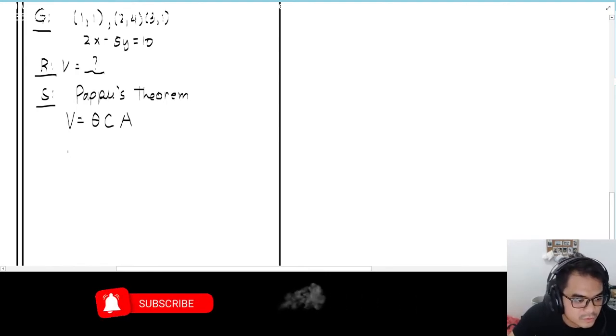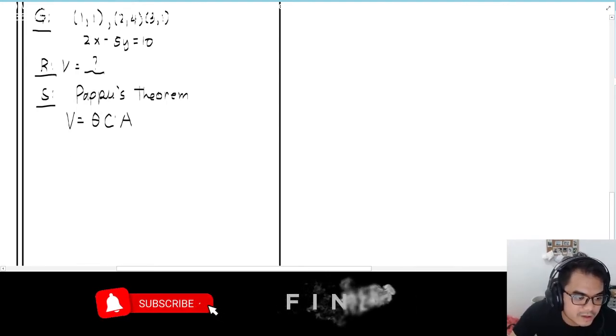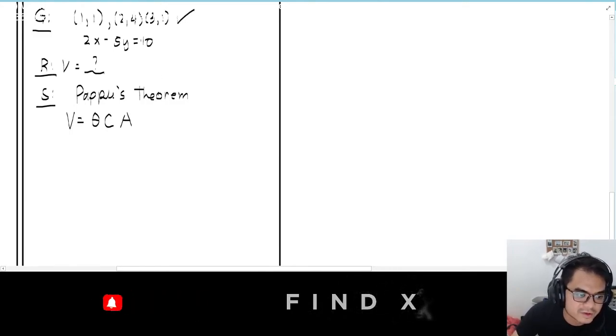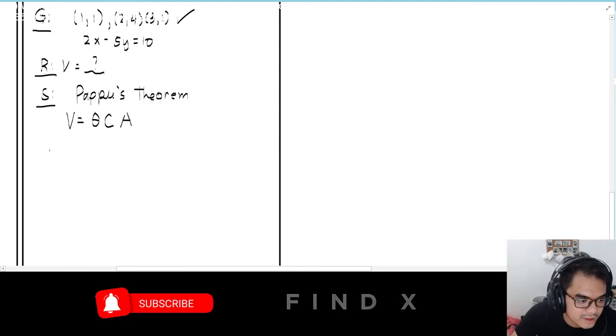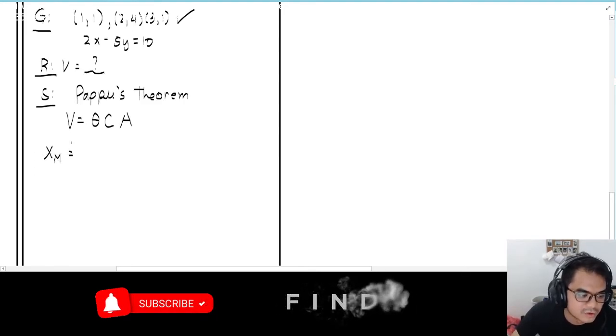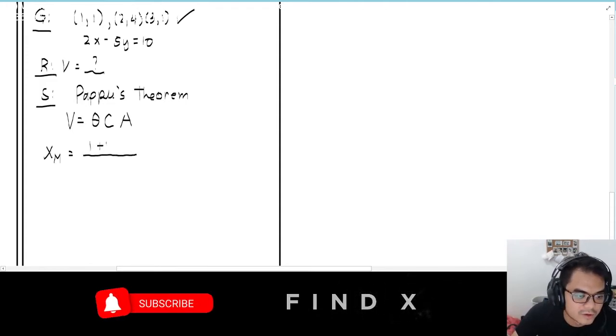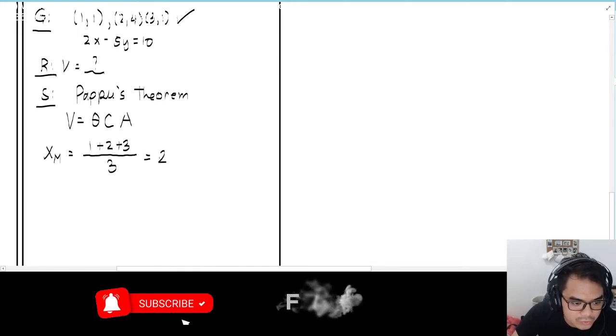Okay, so theta is 2 pi, right? And then c, that will become, you have to get the centroid of this one. That is a triangle, right? So getting the centroid of that, you'll have here x, let's say xm, centroid or median. So this is equal to, get all the x, that's 1 plus 2 plus 3 all over 3. So this is equal to 2, right?